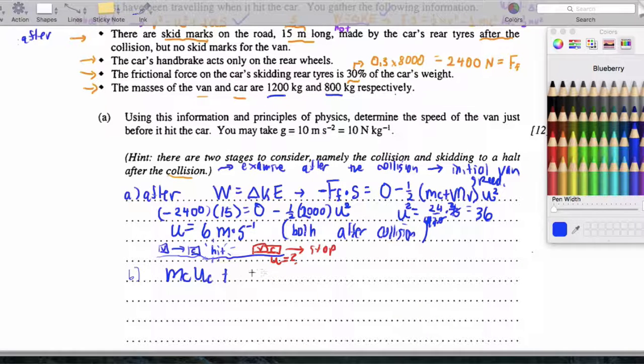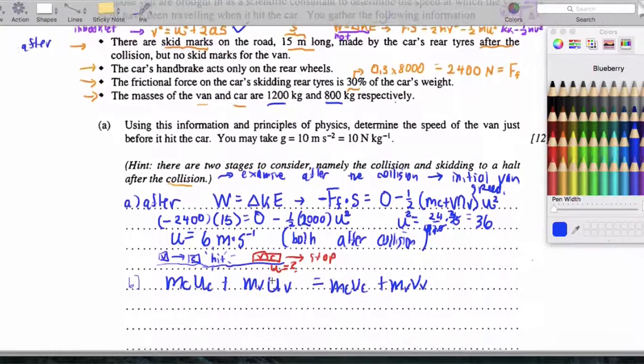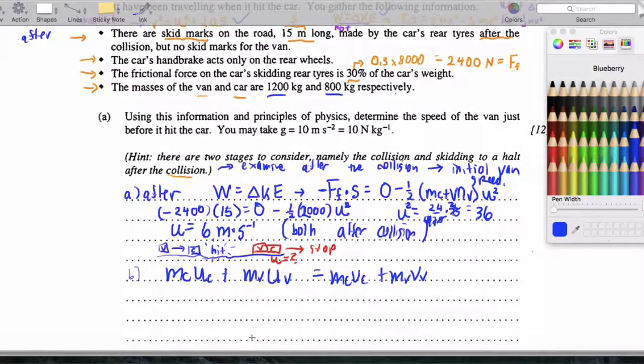Mass car, U car, plus mass van, U van, equals mass car, V car, plus mass van, V van. Let's put in our numbers. So the van is moving. The car is not. So this is 0 times 800 plus 1200 times the speed of the van, the velocity of the van that we're solving for. And what happens is we have the car moving at 6 and the van moving at 6.